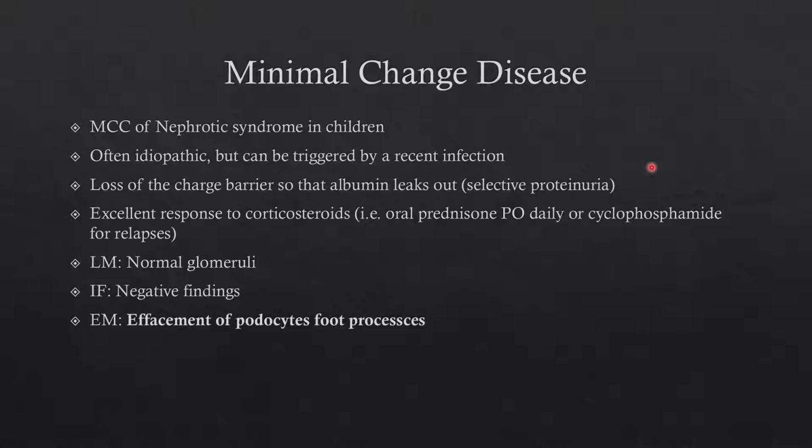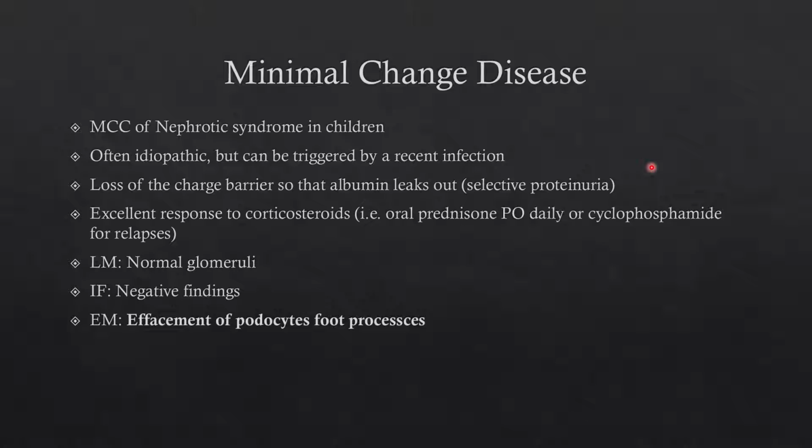But what really happens is you're going to lose the charge barrier on the glomerular basement membrane. And so you're going to get what we call selective proteinuria, where only albumin is leaking out, but you're not losing any immunoglobulin, right? This will have an excellent response to corticosteroids. So usually when I reference steroids and immunosuppression in this video, just know that we're talking about anything like oral prednisone or prednisolone by mouth, so PO daily, or cyclophosphamide for relapses.